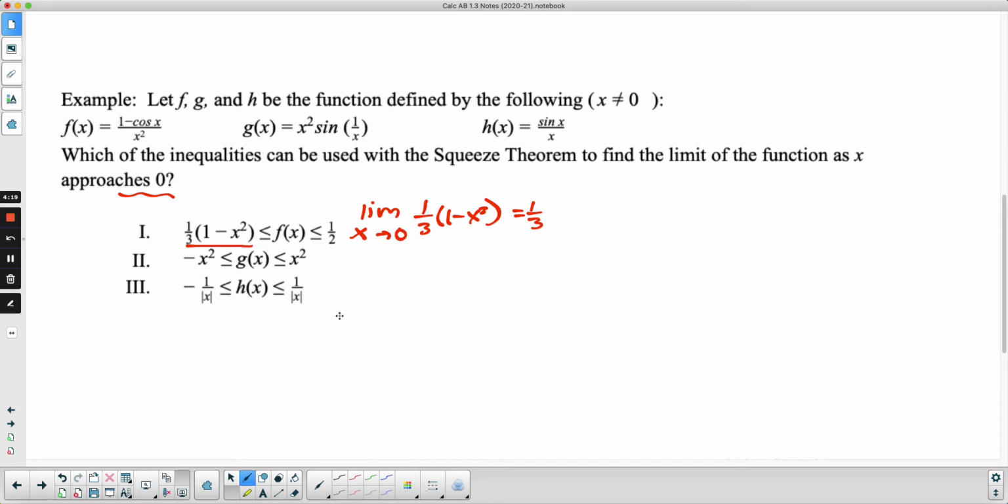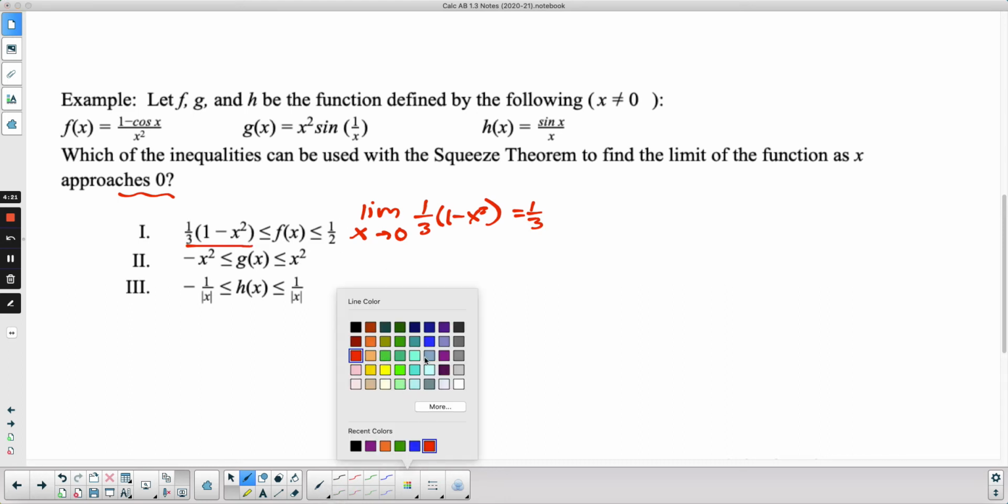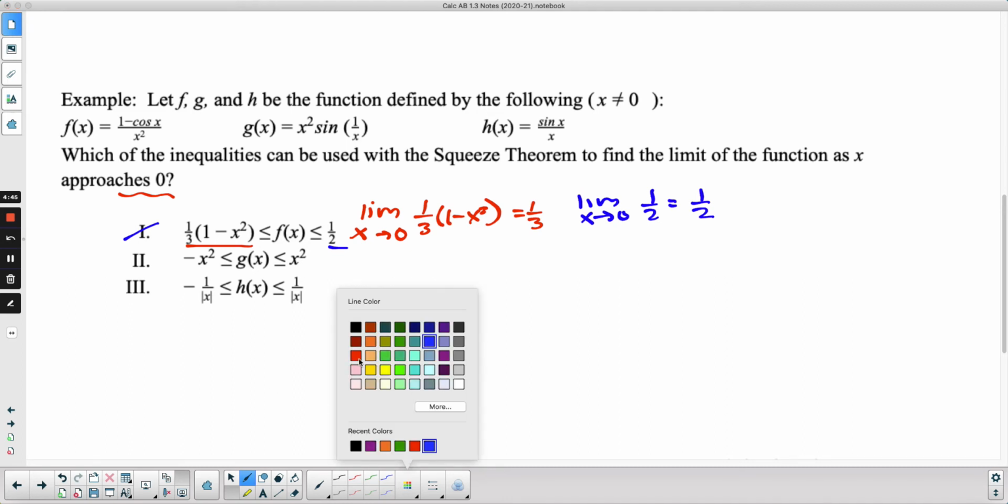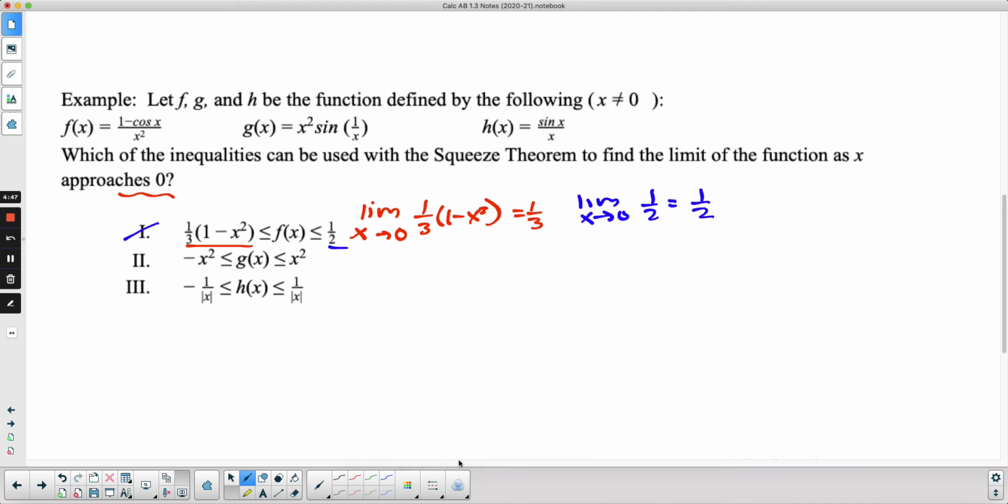All right, now if we test out the right-hand side there for 1/2, so the limit as x goes to 0 of 1/2, well, it's a constant. And if we looked at those properties, the limit of a constant is just that constant. So the limit on the left and right hand side, they aren't the same. 1/3 doesn't equal 1/2, so we know it can't be that. All right, so let's now see if we can find these other limits.